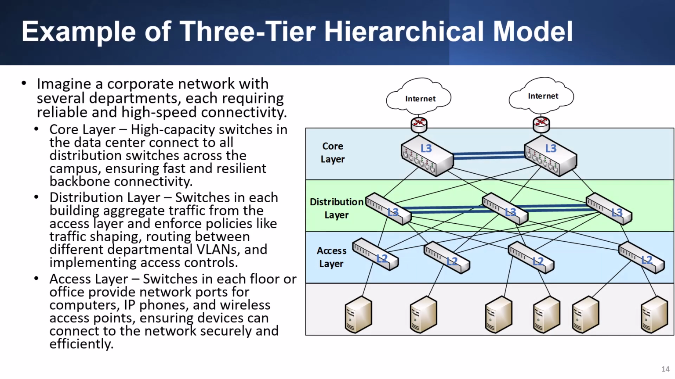Now imagine a corporate network with several departments, each requiring reliable and high-speed connectivity. At the core layer, you would use high-capacity switches in the data center connected to all distribution switches across the campus, ensuring fast and resilient backbone connectivity. For the distribution layer, switches in each building aggregate traffic from the access layer and enforce policies like traffic shaping, routing between different departmental VLANs, and implementing access controls. For the access layer, switches in each floor or office provide network ports for computers, IP phones, and wireless access points, ensuring devices can connect to the network securely and efficiently.